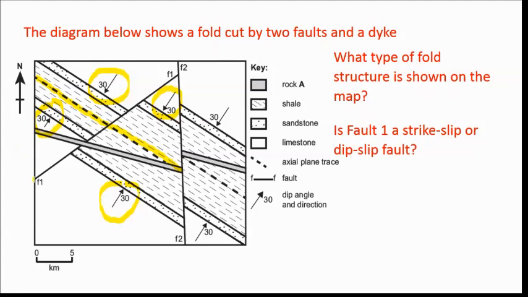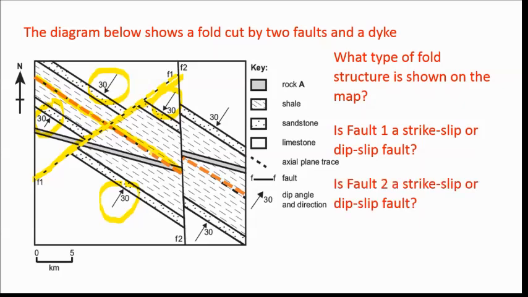Is fault 1 a strike-slip or dip-slip fault? Well, here's fault 1. Okay, we can see the axial plane trace is not displaced by the fault, so therefore it would be a dip-slip. One side has moved up and one side has moved down. There's the axial plane trace, it hasn't been displaced by that fault.